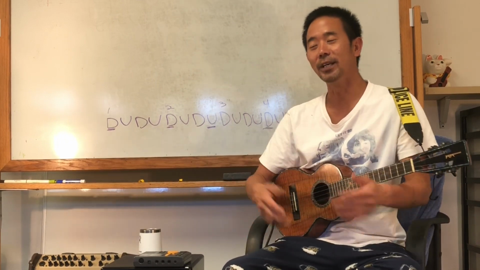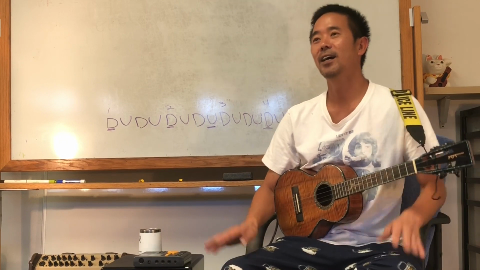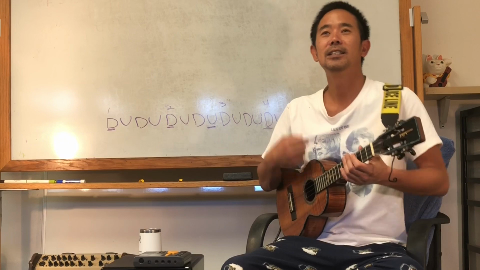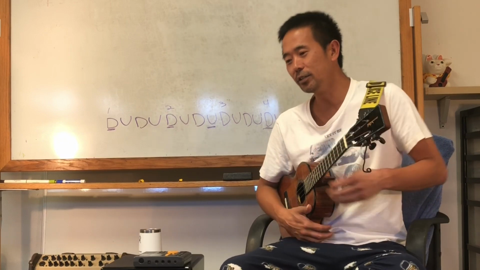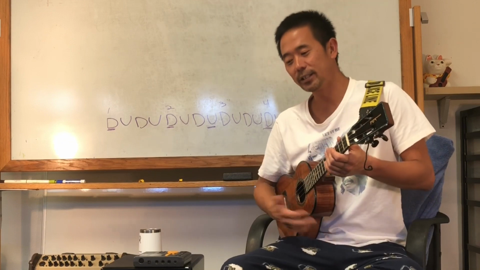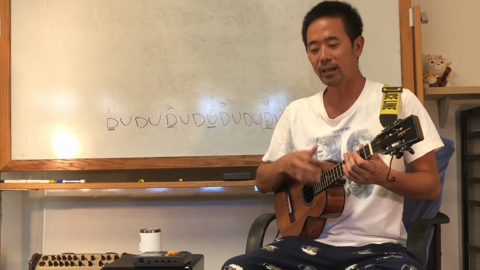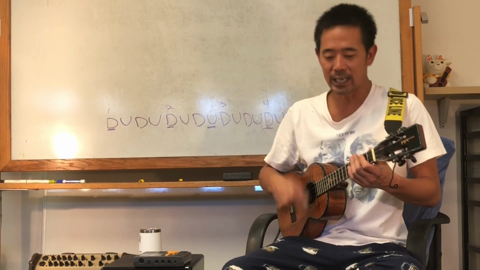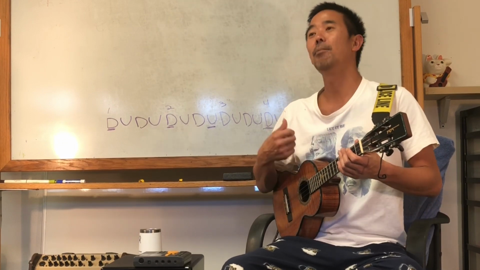So just say it with me. And up, down, and up, down, and up, 3. And up, 4. With your ukulele, and up, down, and up, down, and up, 3, 2, ready, go. Down, and up, down, and up, 3, 2, ready, go.